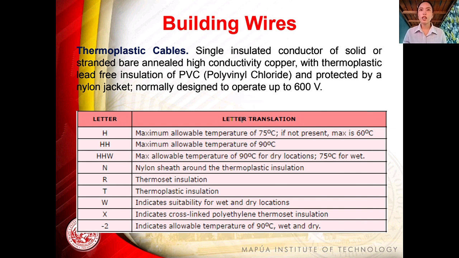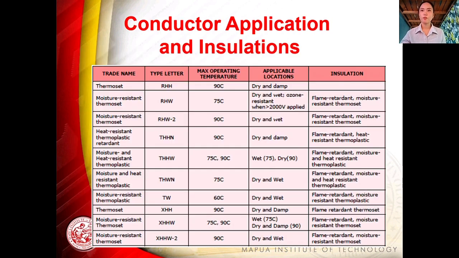And N is for nylon sheath around the thermoplastic insulation, R is thermoset insulation, T is thermoplastic insulation, W indicates suitability for wet and dry locations, and X indicates cross-link polyethylene thermoset insulation, and -2 indicates allowable temperature of 90 degrees Celsius wet and dry. So here's the conductor application in insulations.